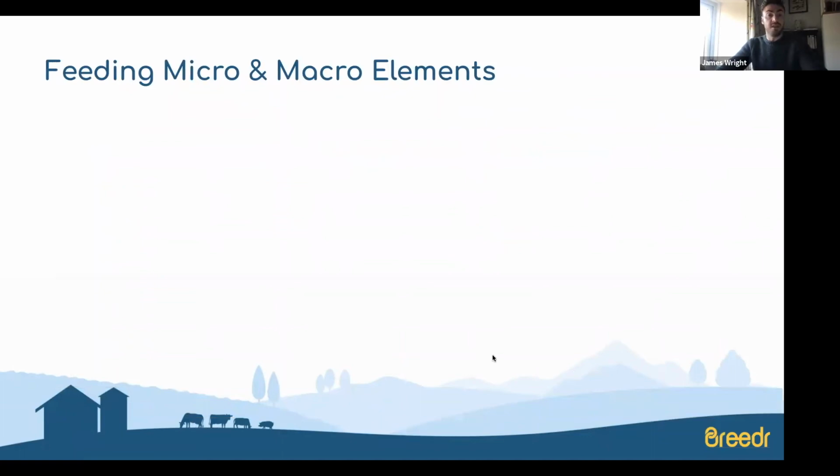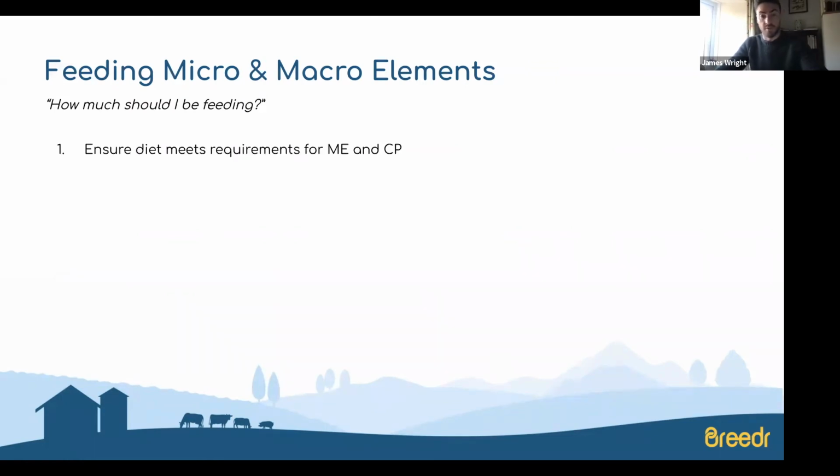So feeding micro and macro elements then. So how much should I be feeding? Well, the answer to that question is you need to know where the animal is already getting their micro and macro elements from. So there is a checklist, some procedures that you should follow. The first one really is to make sure that the diet meets the requirements for their energy and protein. So first of all, make sure that is right.